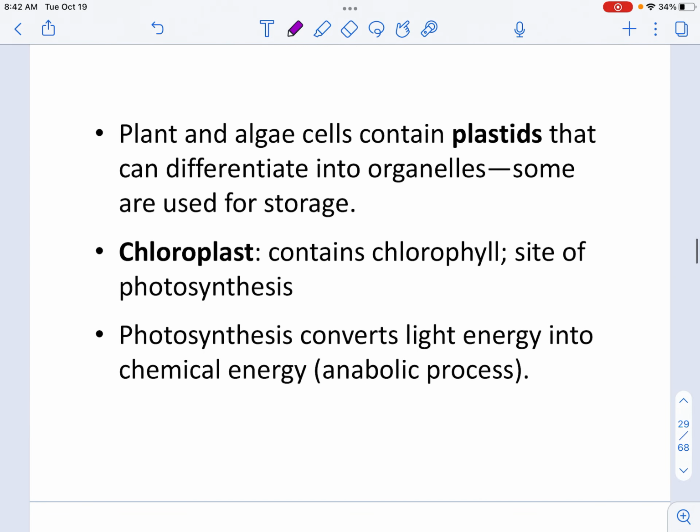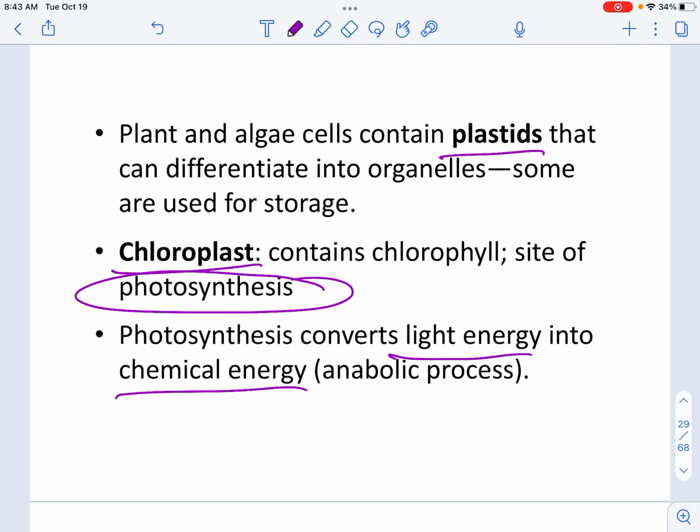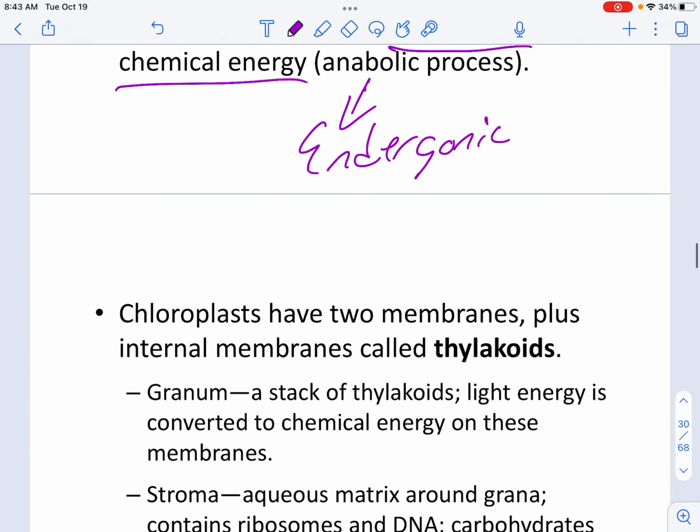Plants and algae cells contain plastids, another organelle. Plastids can differentiate, and some are used for storage. One example is the chloroplast, which contains chlorophyll, the site of good old photosynthesis. Again, we're converting energy from light into chemical energy. So it's an anabolic process, which is an endergonic process as well, right? We're building.